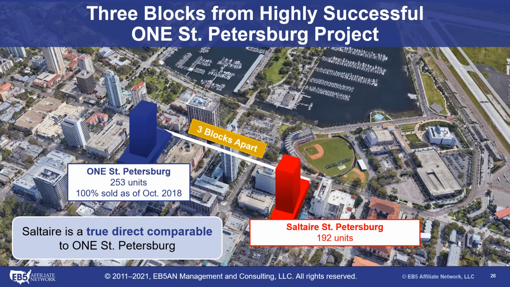Coulter previously did another project on the same street in downtown St. Petersburg called One St. Petersburg. That was 100% sold out in October of 2018, well before the building was even done. And Saltaire St. Petersburg is the second project, given the very strong success Coulter experienced with the previous One St. Petersburg project just 3 blocks away in the exact same downtown area.